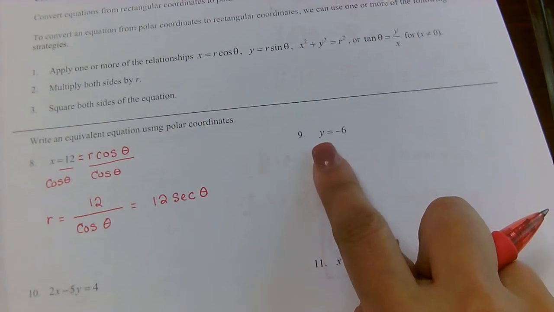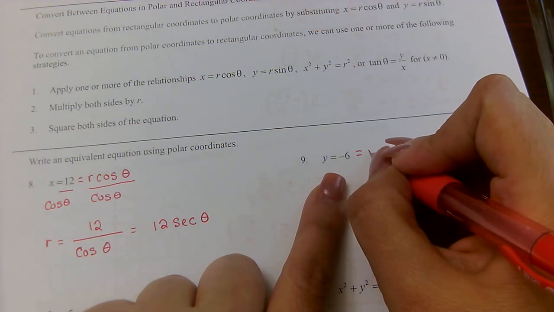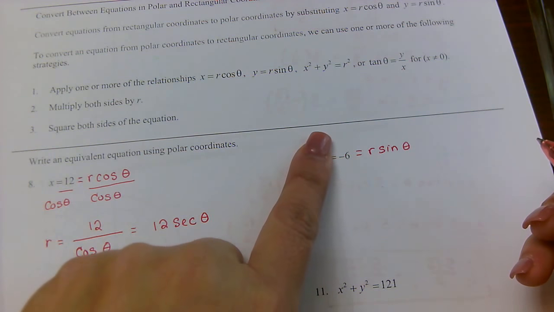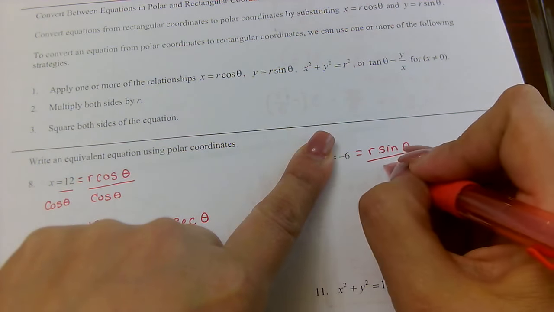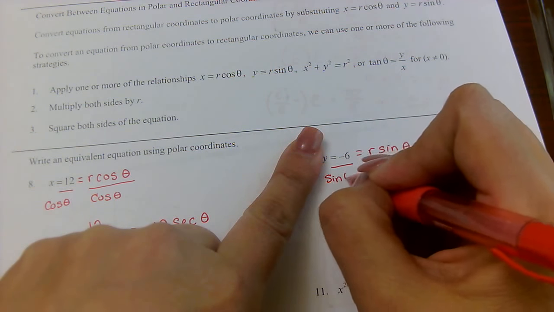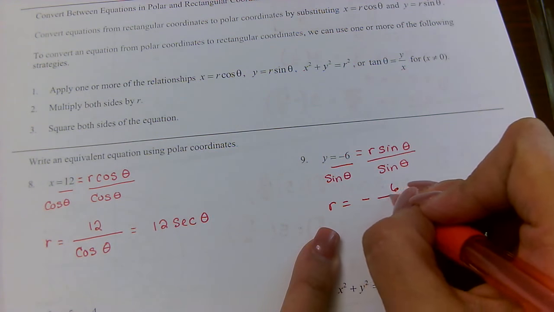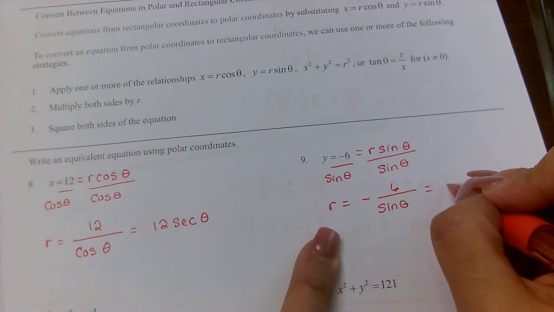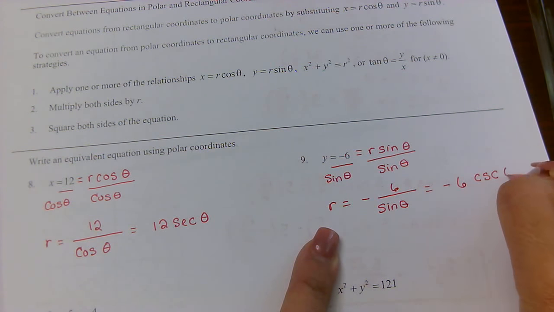Number 9, y, we're going to set y equal to r sine theta. Now if I get rid of this part, I can divide both sides by sine. So r is equal to negative 6 over sine theta, which is the same thing as saying negative 6 cosecant theta.